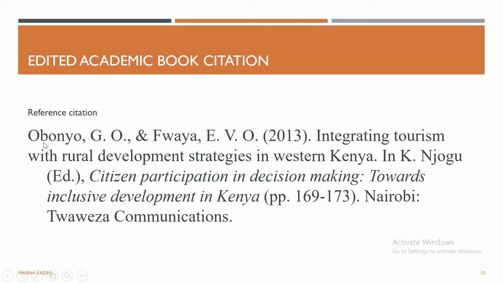We start as usual with the surnames and initials of the preceding names and putting the full stops as appropriate. Note that this name is followed by a comma. And then after the space, you put an ampersand. In the in-text citation, we write this in full as A and D, but in the reference citation, we put the sign. And then we put Fwaya, followed by a comma and his initials, and then the year of publication.